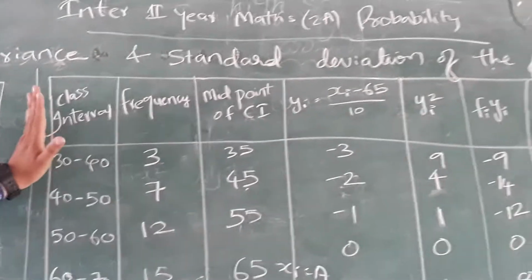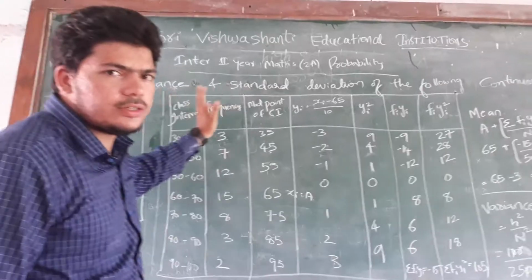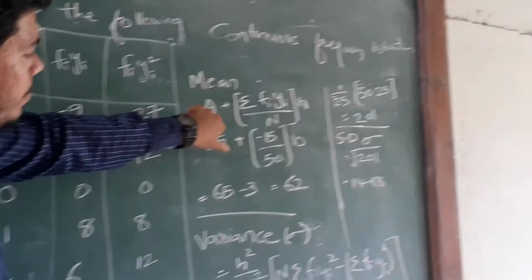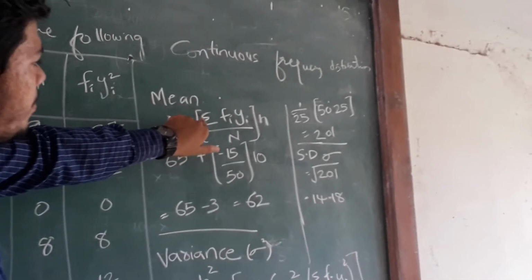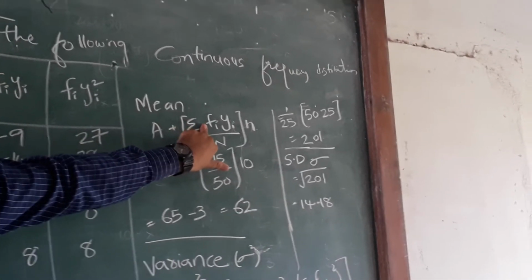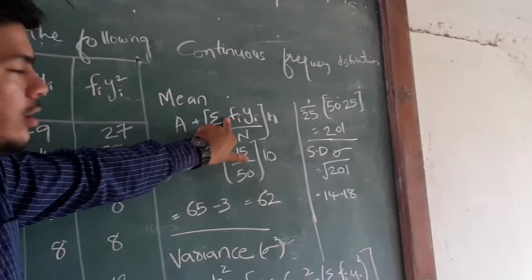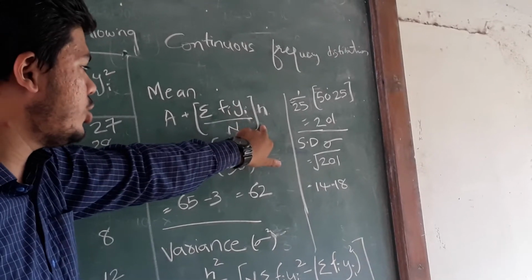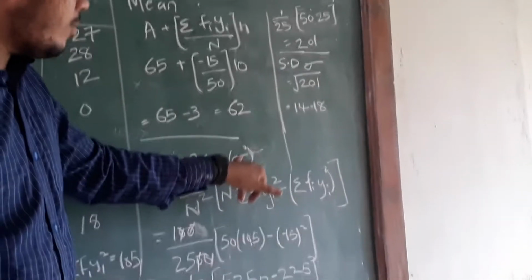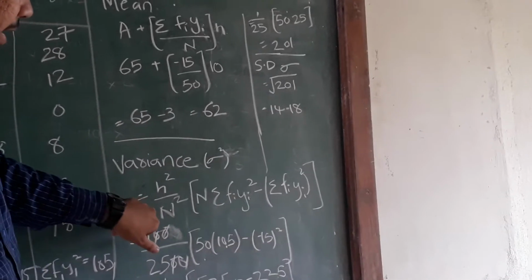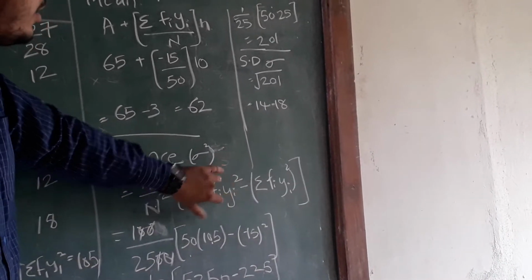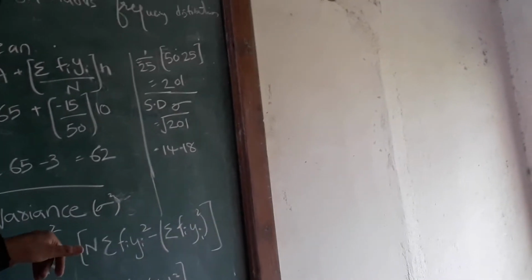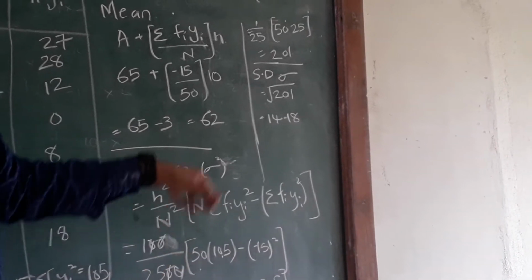Now let's see this big table. Before seeing the table, just see the mean. What is the mean? A plus sigma, or summation, fi yi by n into h. In the same way, variance sigma whole square is equal to h square by n square into the summation term. In the same way, standard deviation is very simple: the square root of variance. Whatever value we get for variance, we have to put under root.